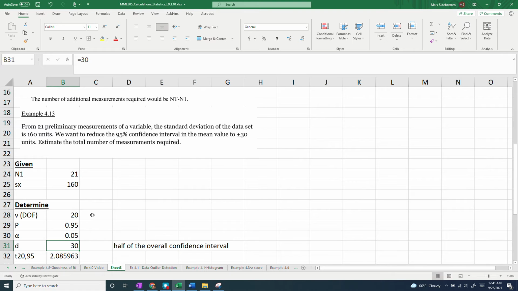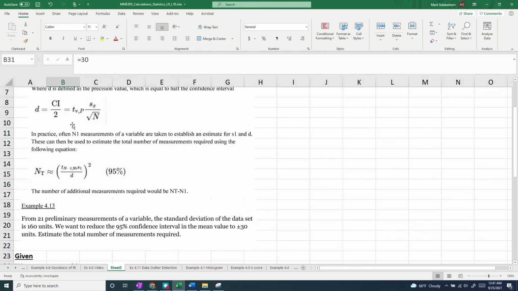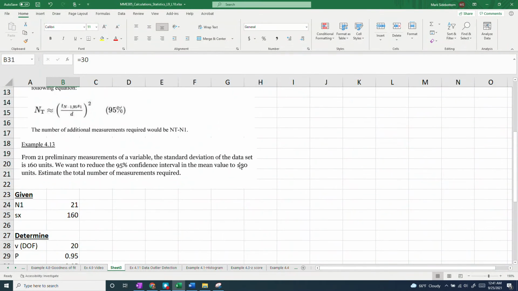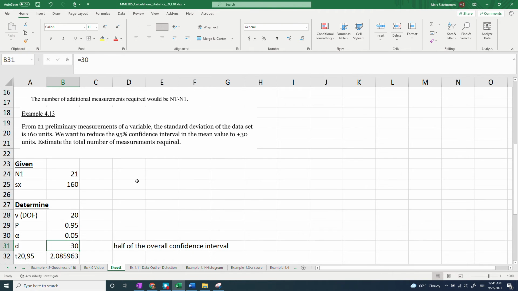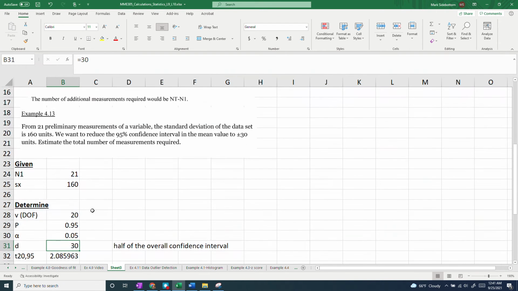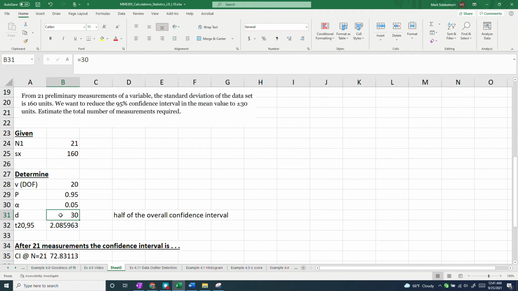The other piece of information we need is the confidence interval that we're interested in, so we can calculate the precision value, which is just equal to half of it. Since we have plus or minus 30 units as the desired range of our mean value, we can add plus or minus 30 here, and that would give us our d value. It would be plus 30 minus negative 30, which is 60, divided by 2, which is 30.